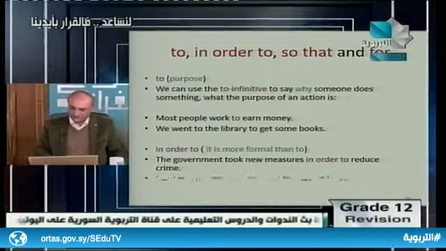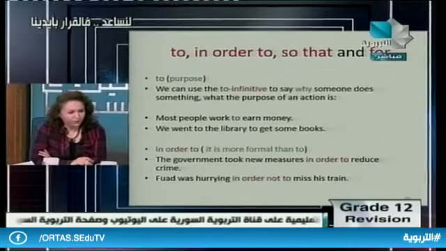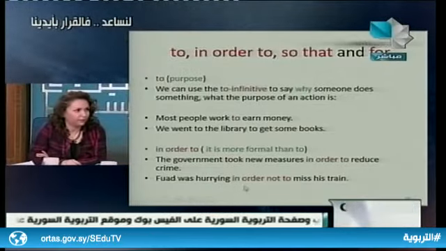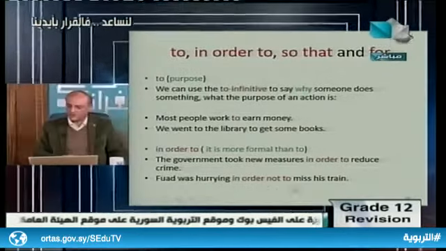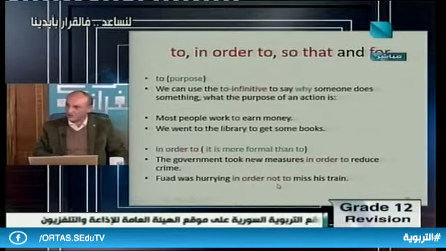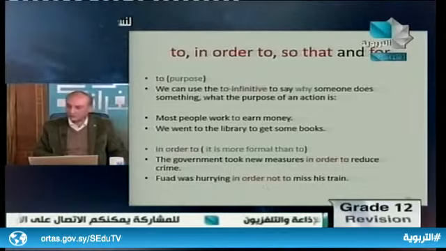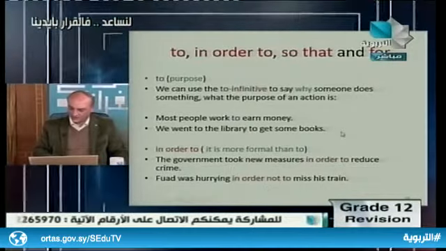What else? Fuad was hurrying in order not to miss the train. You see here, in order not to miss the train. Here, the negative form of in order to is in order not to. Good, that's nice.